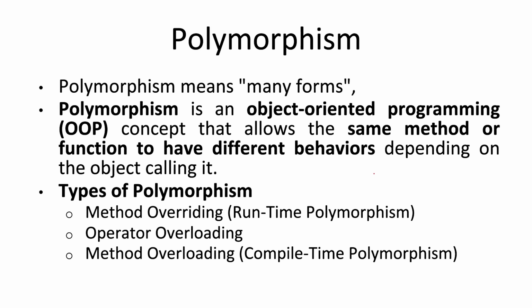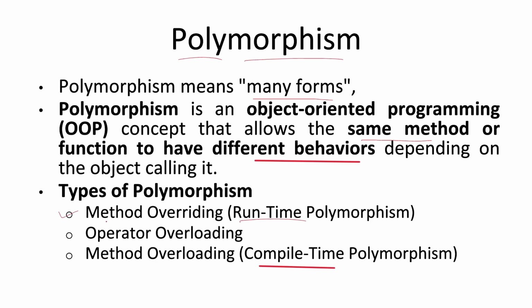Let's move now to another concept, which is polymorphism. Polymorphism means many forms. Poly means many, morphism means forms. So whenever you do any implementation, the same method or the same function will have multiple functionality, and multiple functionality means multiple behaviors. Polymorphism can be of three types, or in general two types: runtime and compile time.